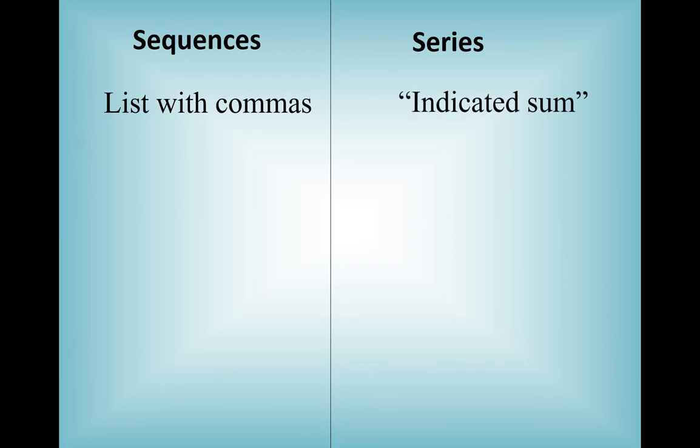The sequence is a list with commas, samantalang series indicates a sum. Example natin, 3, 8, 13, 18. That's a sequence. Pero pag series, meron siyang sum. So, 3 plus 8 plus 13 plus 18. Gano'n natin sila i-represent.